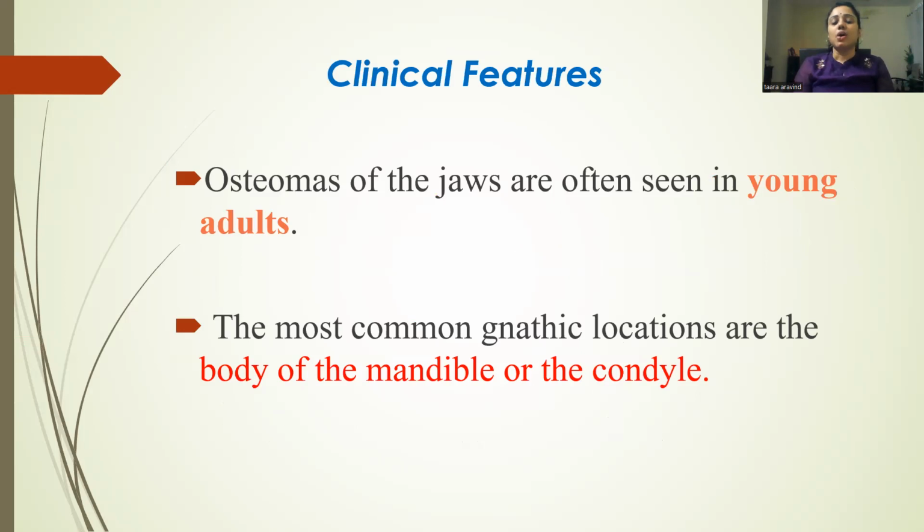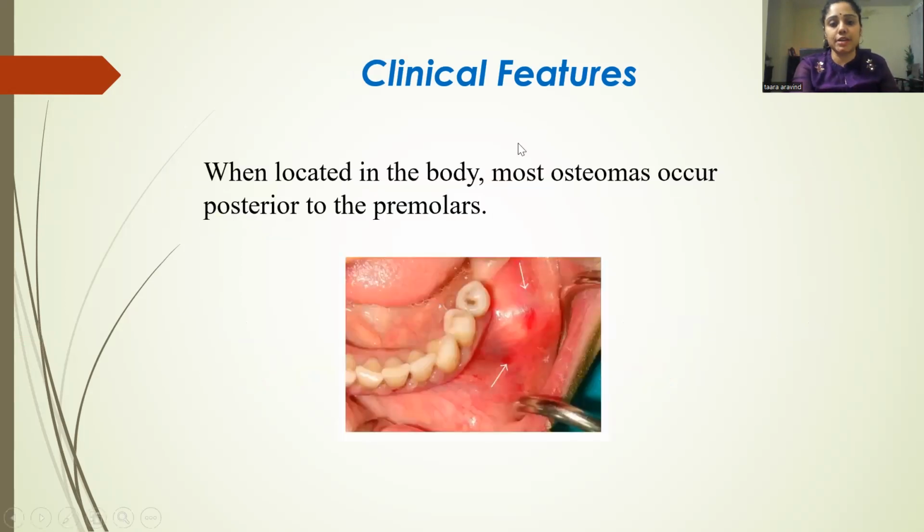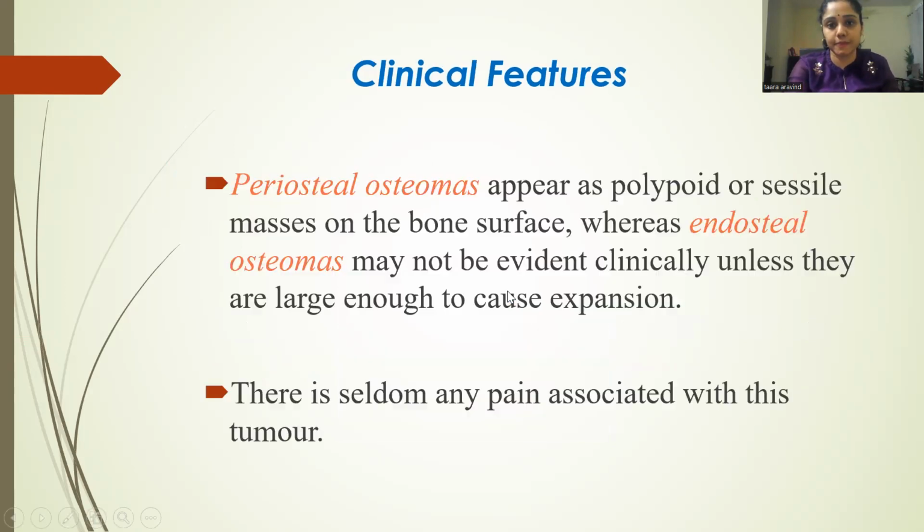Clinical features. Osteomas of the jaws are often seen in young adults. The most common gnathic locations are the body of the mandible or the condyle. If it affects the body of the mandible, the most common location is posterior to the premolars.